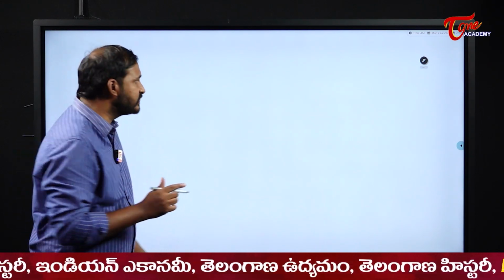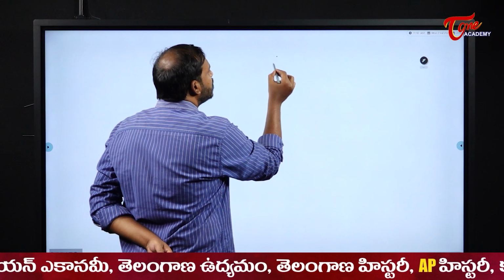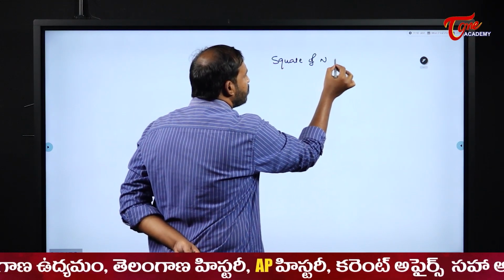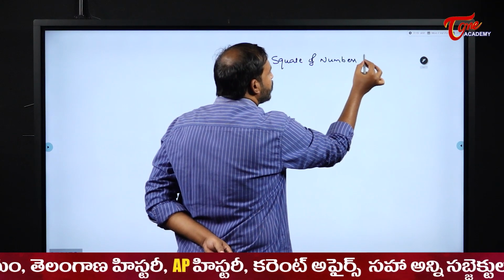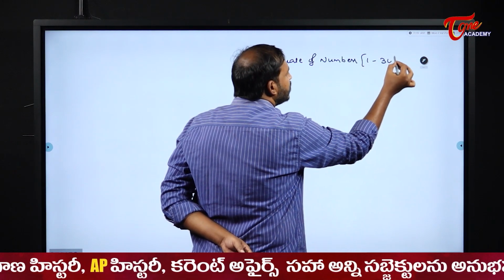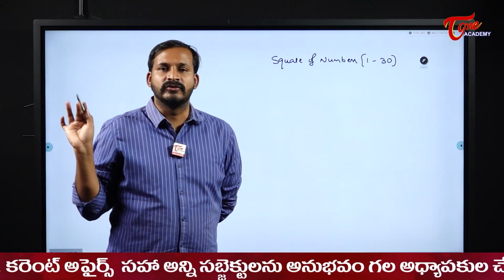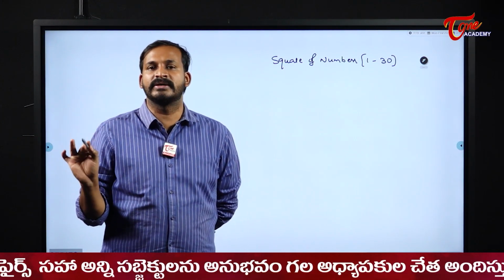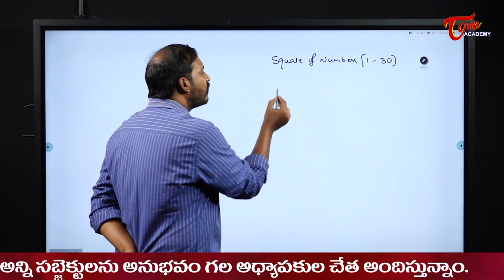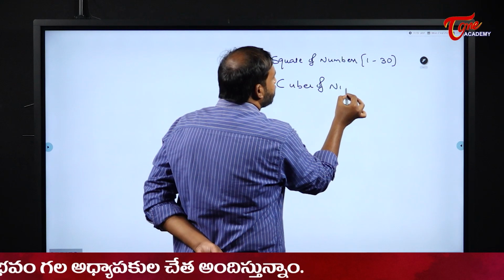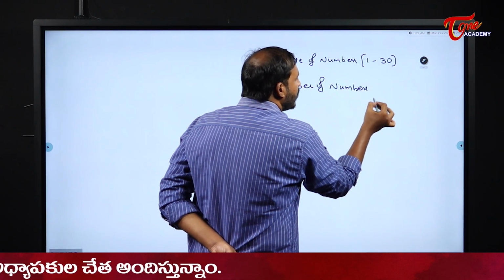What are the few things? You should definitely remember the squares of numbers from 1 to 30. At any cost, you should learn it by heart or remember it somehow, one way or the other. You should remember all the squares of numbers up to 30. And along with this, you should learn the cubes of numbers from 1 to 10. Minimum.